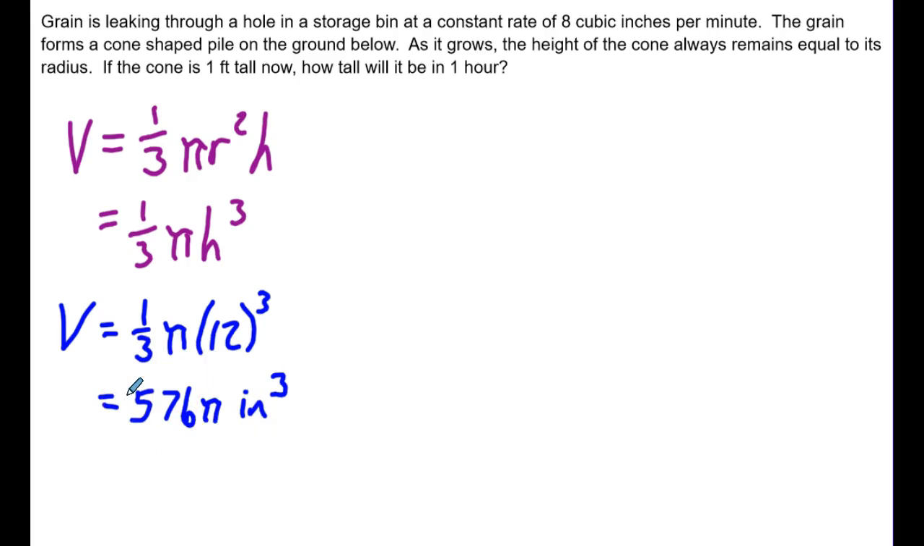We need to determine how much extra grain is going to fall in the next hour. So in 1 hour, that's equal to 60 minutes. And we're told it falls at a rate of 8 cubic inches per minute. So we're going to multiply that by 8 to get 480 inches cubed. So we know how much grain is currently in the pile. We know how much is going to be added in the next hour.